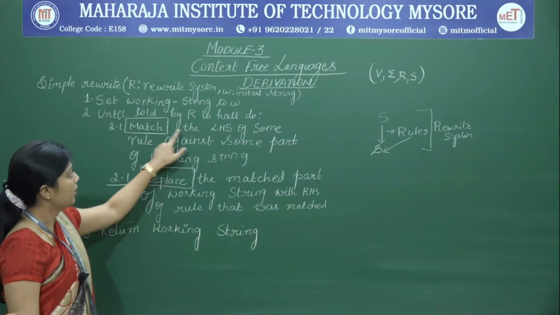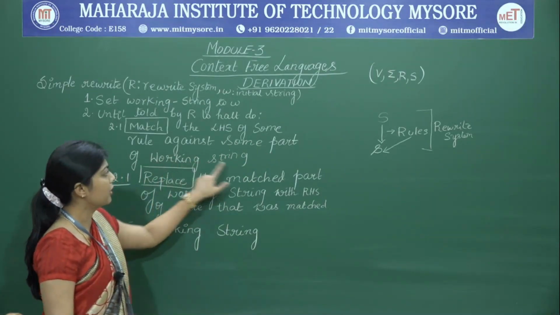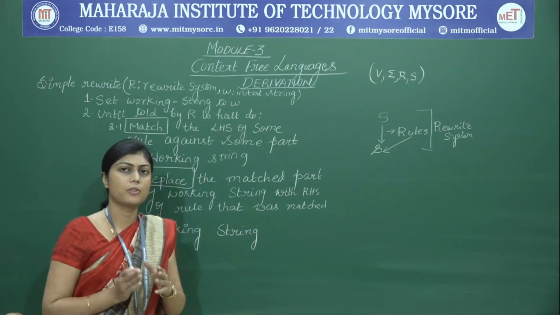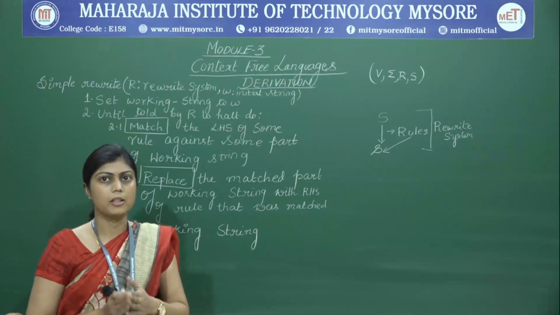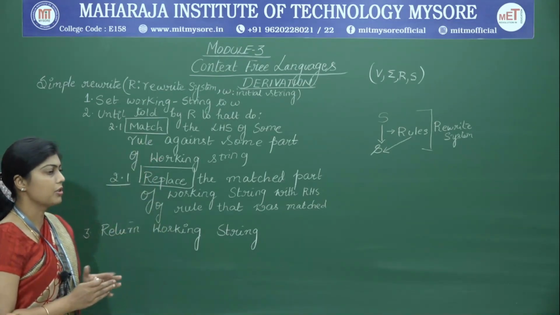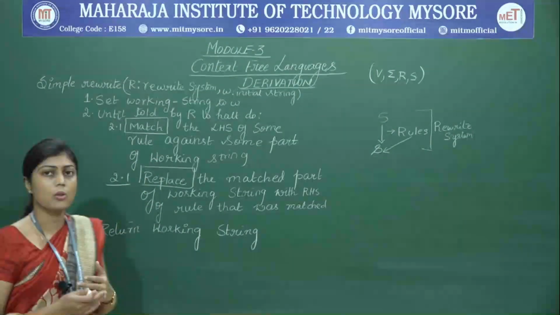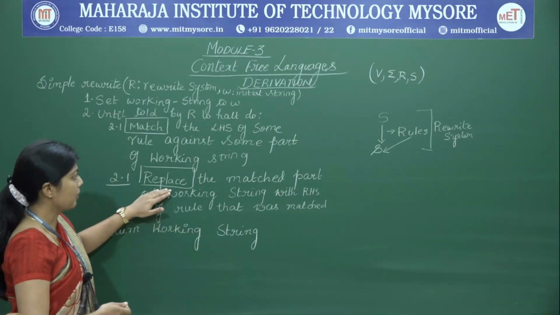So match what? The LHS of some rule against some part of the working string. So we are going to check the part of the working string and see which variable has got that part. That is what we are matching. Once we find that, we know what is to be rewritten by what.